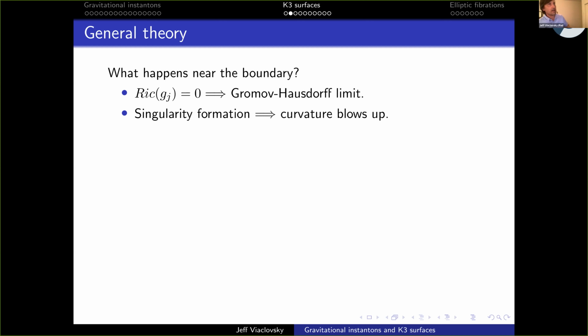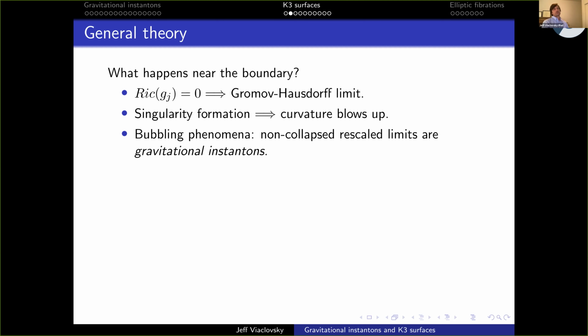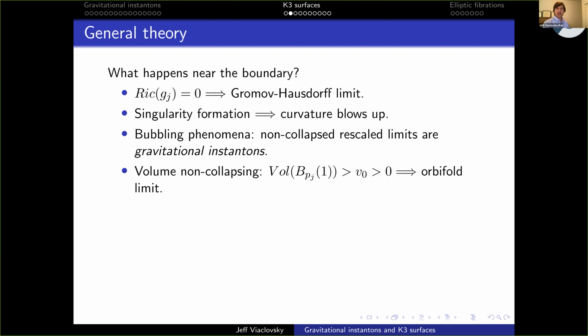So singularities have to form, so that means the curvature blows up. Then when the curvature blows up, you can rescale to get bounded curvature, and you get what is called a bubbling phenomenon. The non-collapsed rescaled limits that you get are going to be gravitational instantons. So they'll be complete hyperkähler spaces with finite L2 curvature. So the theory divides into 2 cases.